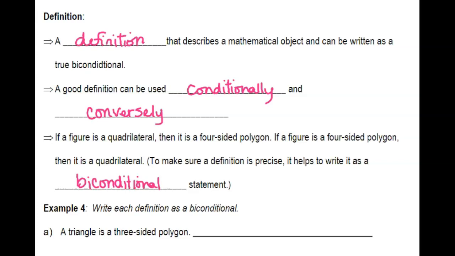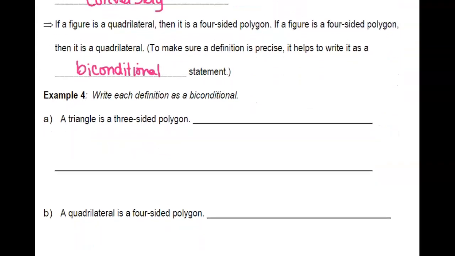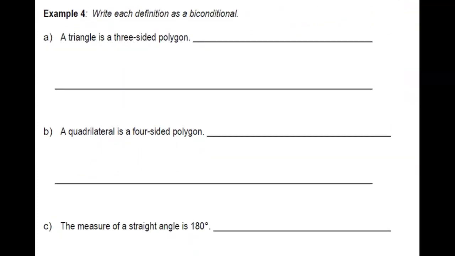So let's check these definitions that were given about mathematical objects. We need to write each definition as a biconditional, and we're given three definitions, one of a triangle, one of a quadrilateral, and one that talks about the measure of a straight angle. So A says a triangle is a three-sided polygon. Well, a triangle is a type of figure, so that's going to be my subject, and I need to write it as a biconditional. So my biconditional is going to be hypothesis, if and only if, conclusion. So a figure is a triangle, if and only if, what?